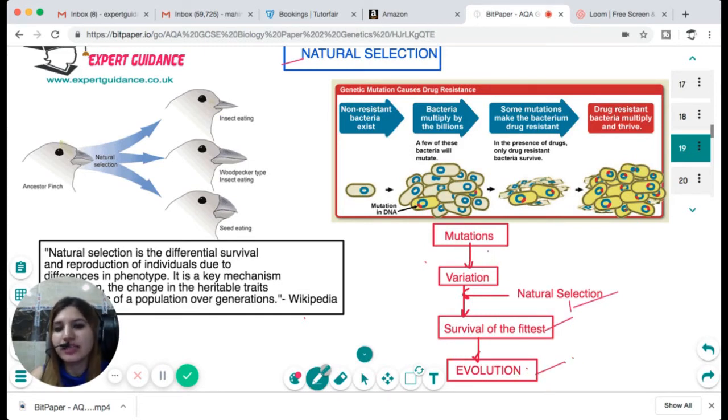Okay, so you can see this was an ancestor finch and it gave birth to 3 different finches and they were exposed to different environments. You can see now they all have different beaks. Why is that? Because this finch was growing where only insects were there as a source of food. The second finch was growing where there were woodpecker type or insect eating. And the third was seed eating. So the one that has to take the seed has a little broad beak, on the other hand, the other two had very sharp beaks. And that is different from the ancestral finch.